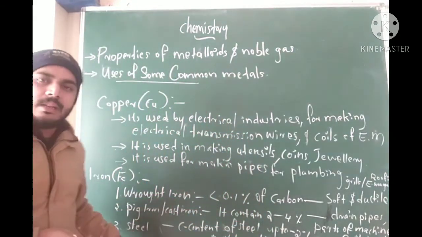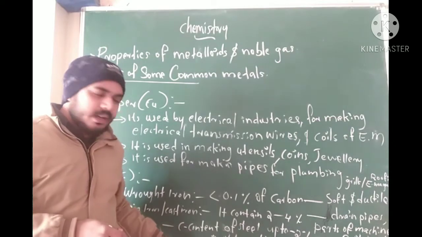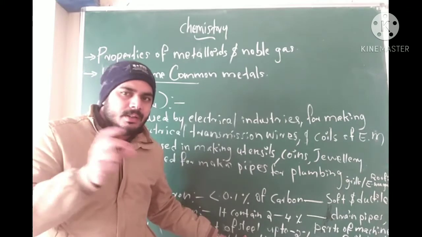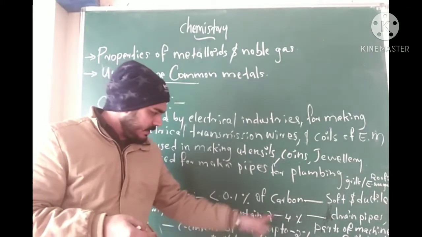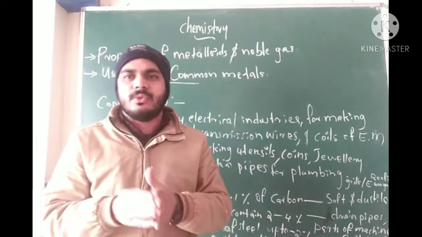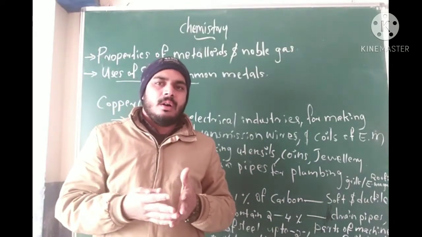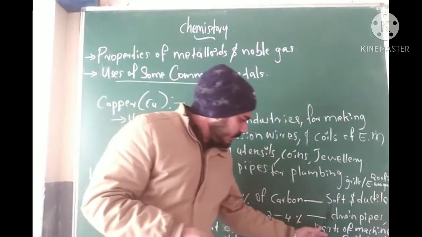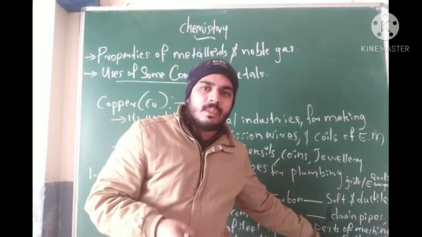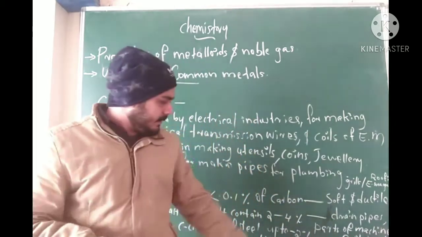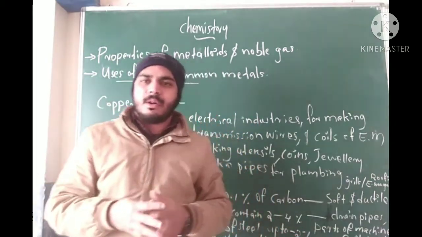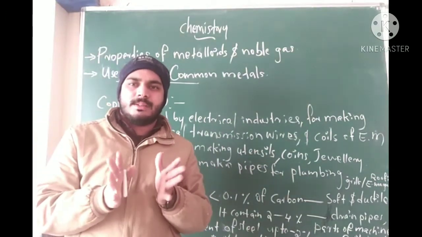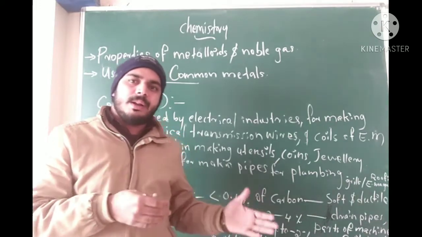And next one, steel. Steel contains carbon up to 2%. What is the carbon content in steel? Up to 2%. Steel is used in different ways, mainly for rails, bridges, parts of machines, buildings, and ships. Almost all things are made from steel.